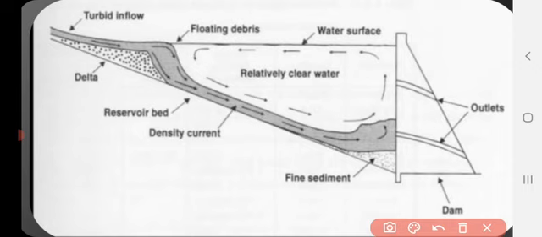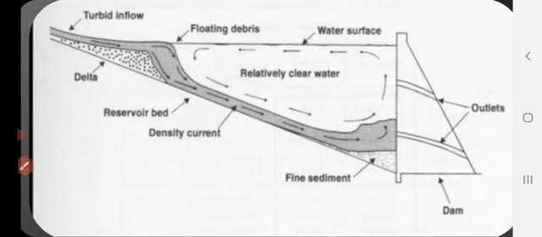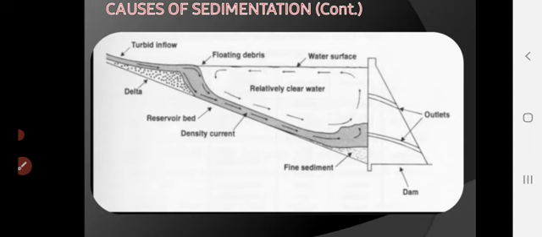Now one more term is there, density current. Density current may be defined as a flow of one fluid under another fluid of slightly different density. So different density fluids are flowing together, and it is known as density current. So this figure shows how the sediments get deposited in the reservoir.